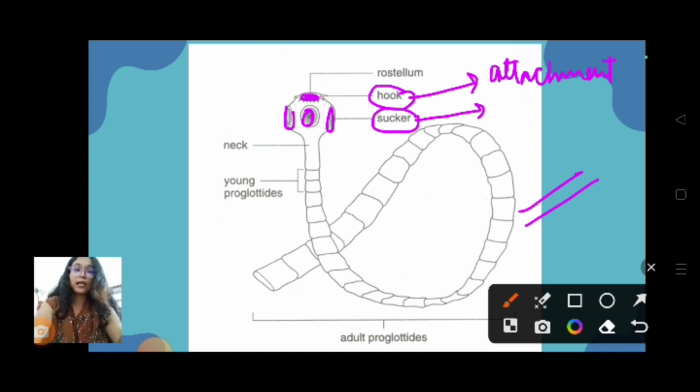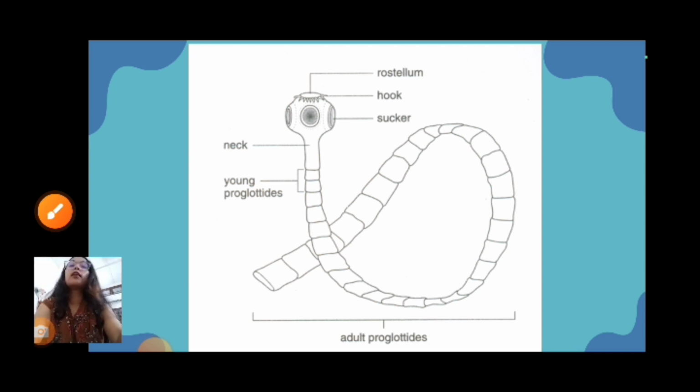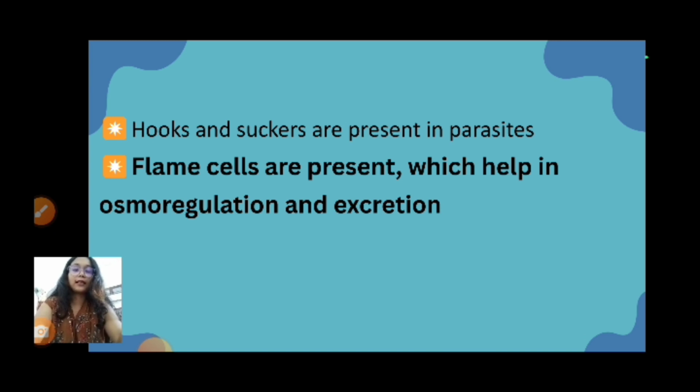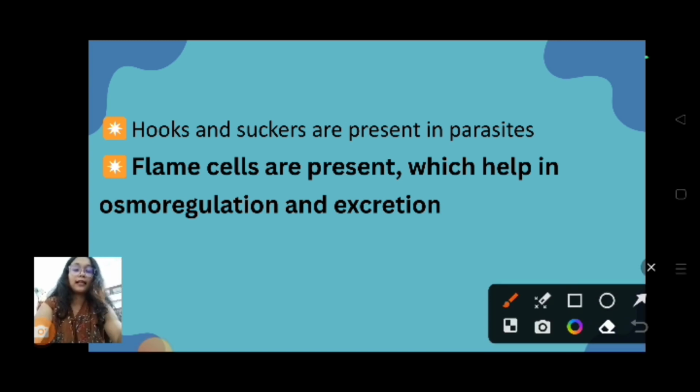So this is the diagram showing a flatworm, where you can see the hooks and suckers, which are unique characteristic features of this phylum. Is it clear? Okay, again moving to the next slide. So understood, hooks and suckers are present in the parasitic form.